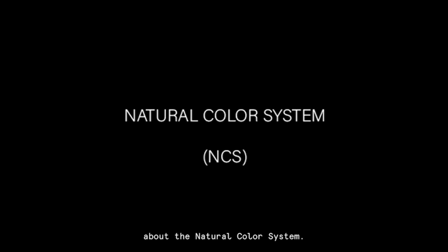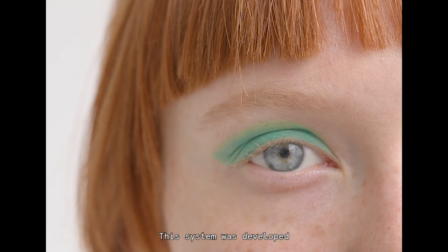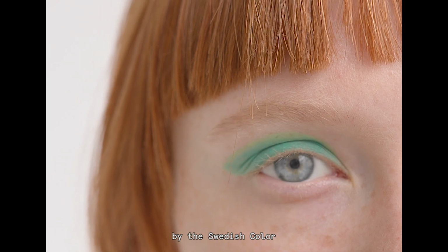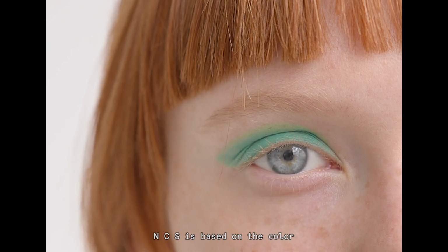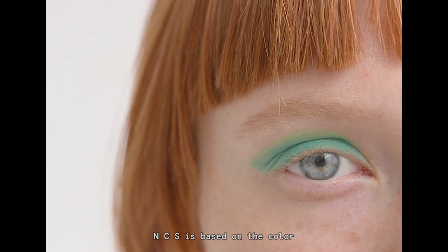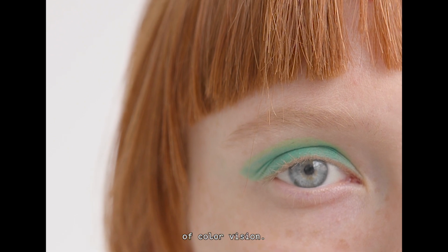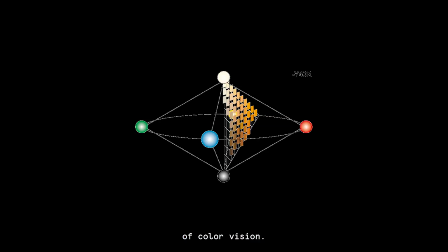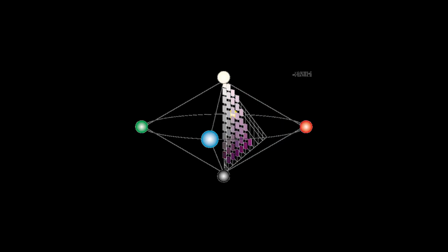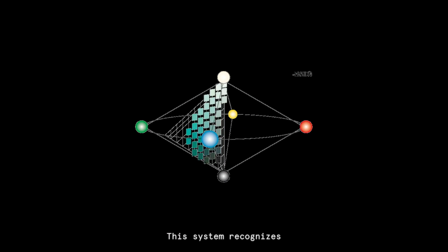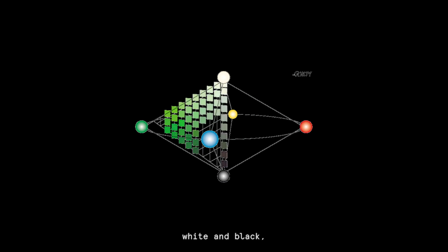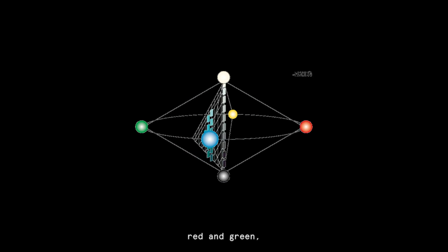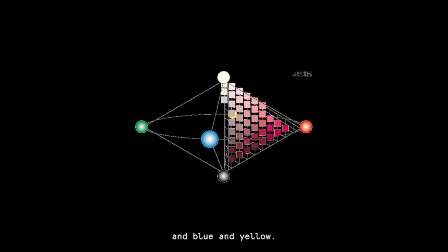Now let's talk about the natural color system. This system was developed by the Swedish Color Center Foundation in 1964. NCS is based on the color opponency hypothesis of color vision. This system recognizes 3 pairs of elementary colors: white and black, red and green, and blue and yellow.